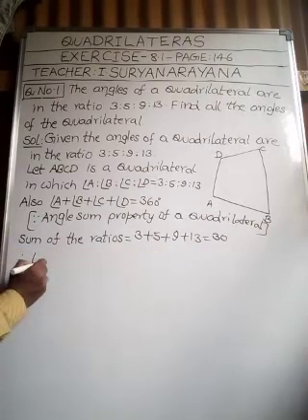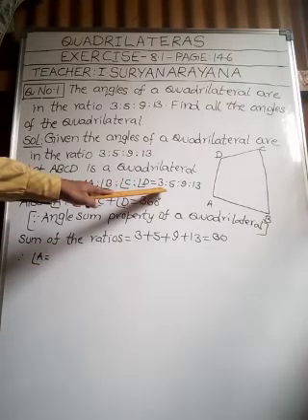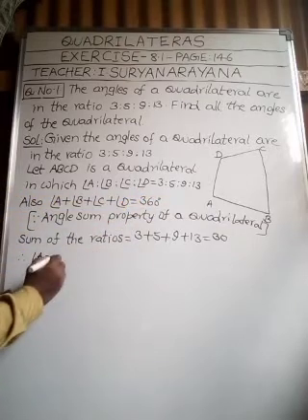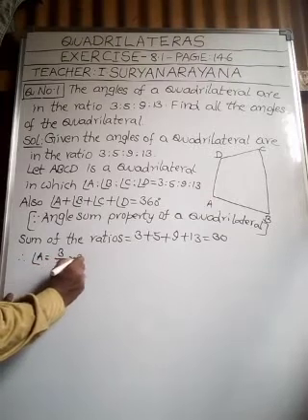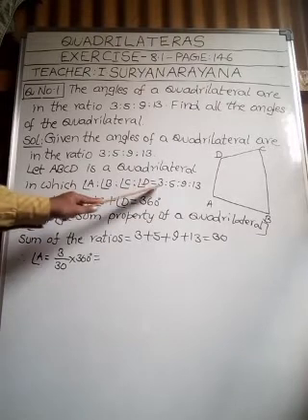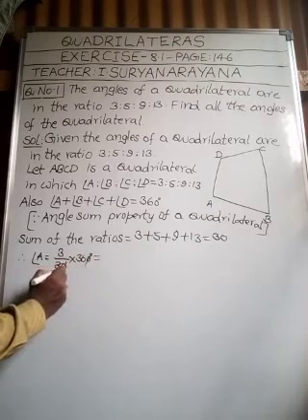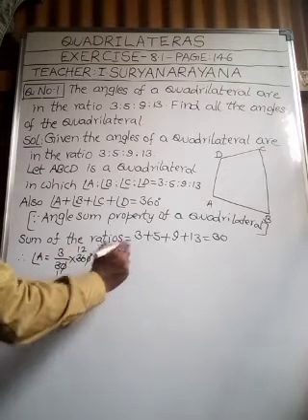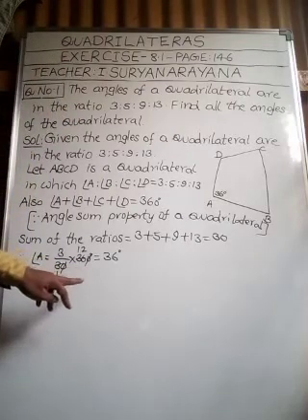Therefore, angle A is equal to how many parts will angle A take? 3 parts. Out of these 30, 3 parts are angle A. So 3 by 30 into 360 degrees. Here the 0s get cancelled. 3 once is 3, 3 12 times, 12 threes are 36. So angle A is equal to 36 degrees. Understood angle A, my dear children?